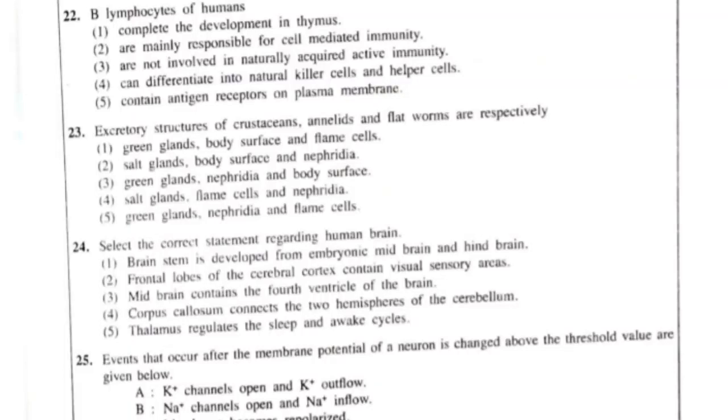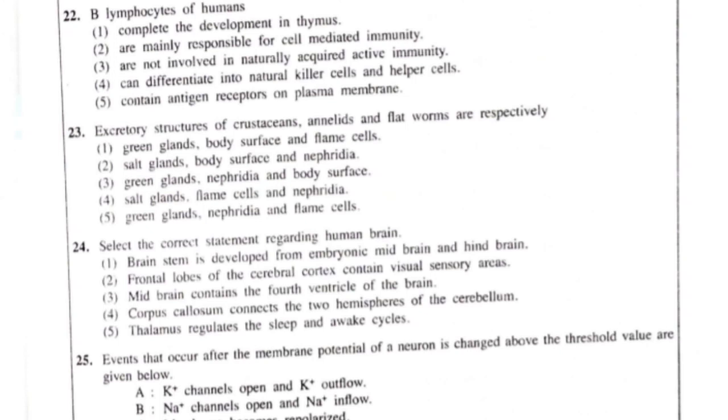Question number 22 is about B lymphocytes. So the correct answer is answer number 5. B lymphocytes contain antigen receptors on the plasma membrane. That is correct. So if we look at the other statements, the first statement says they complete the development in the thymus. That is wrong. B lymphocytes complete development in the bone marrow.